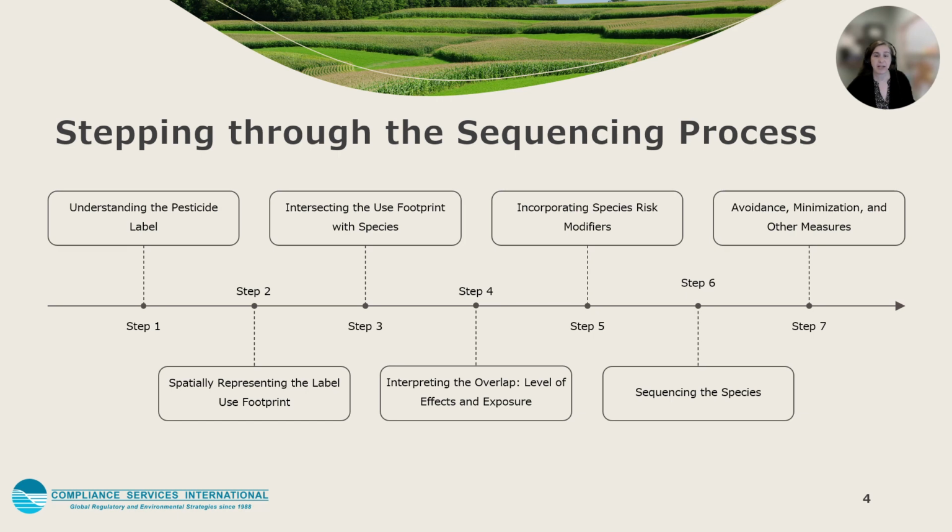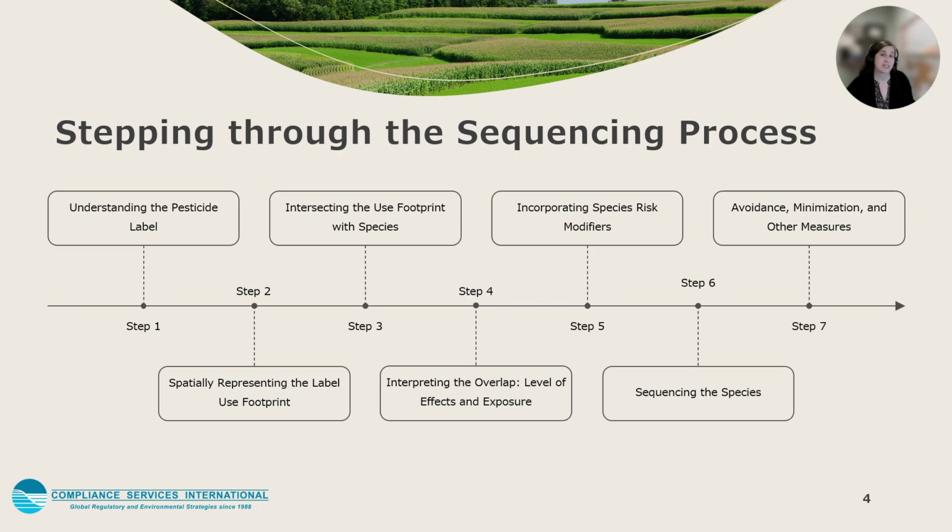In step 5, we incorporate the species risk modifiers. This is where we utilize refined information on species biology, the species attribute data, to determine the risk of exposure to a species based on life history attributes, species vulnerability, and susceptibility to pesticides.